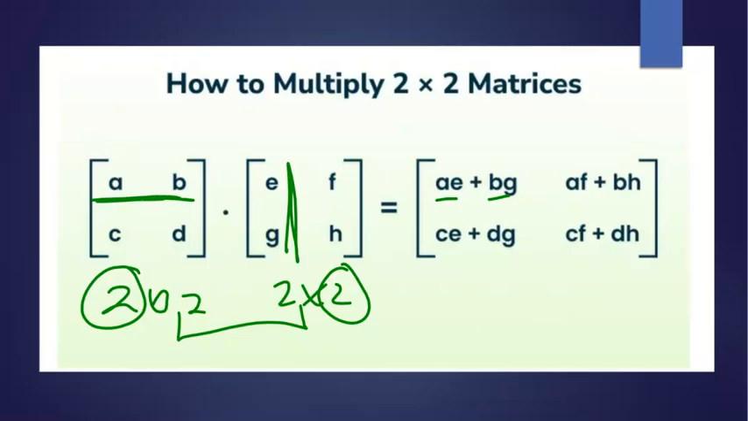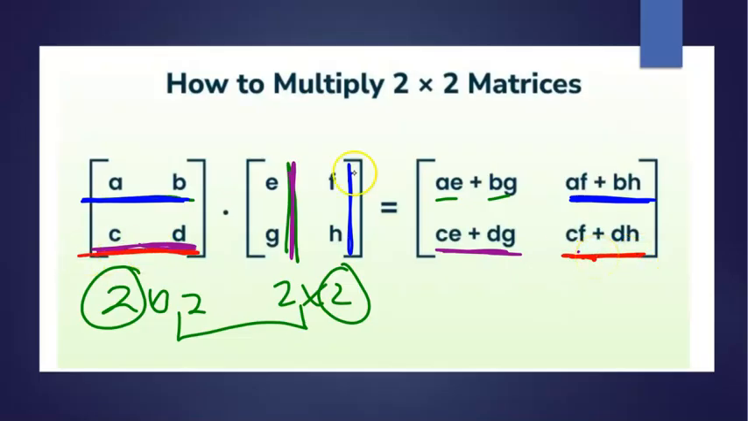And then you're going to go row 1, column 2. And that's going to give you this part here: A times F plus B times H. And then now we're in row 2, column 1. So row 2, column 1, so C times E plus D times G. And then this last one here, this is in row 2, column 2. So row 2, column 2, C times F plus D times H.